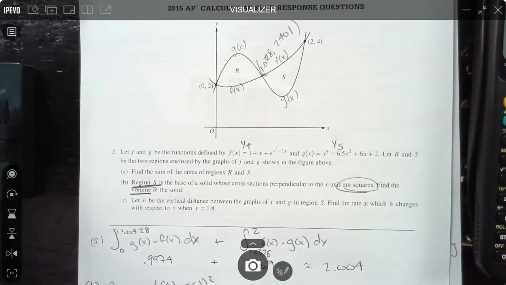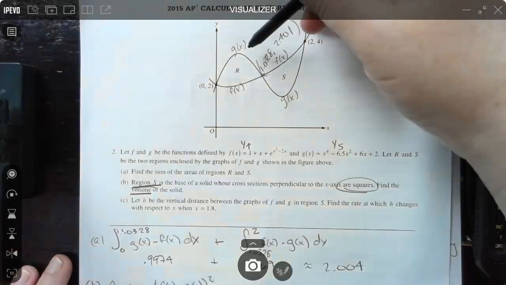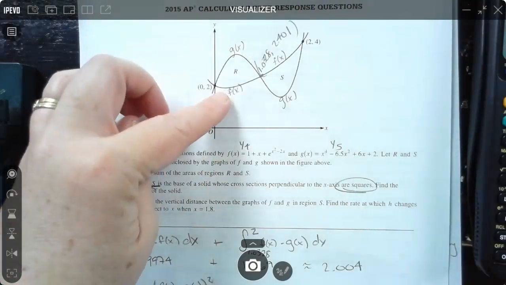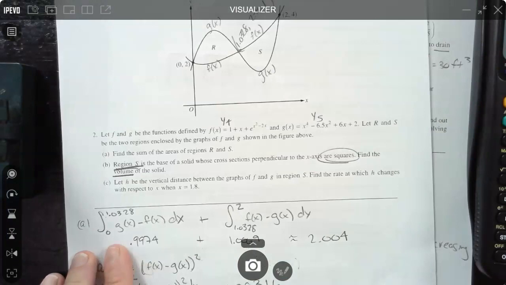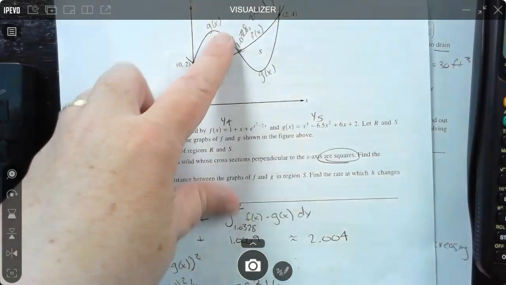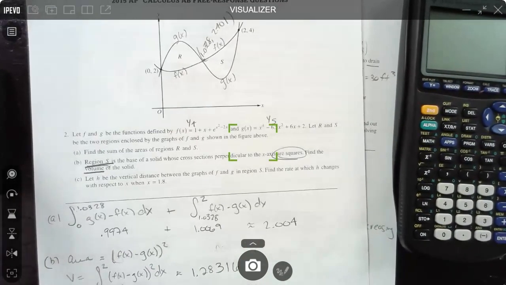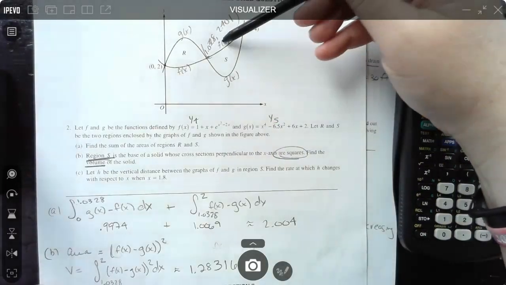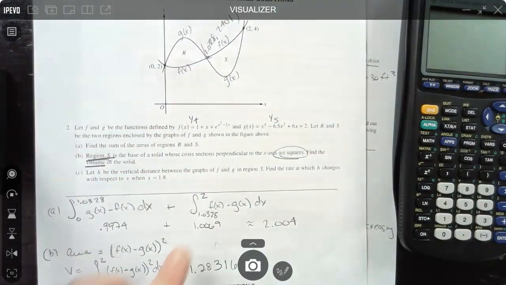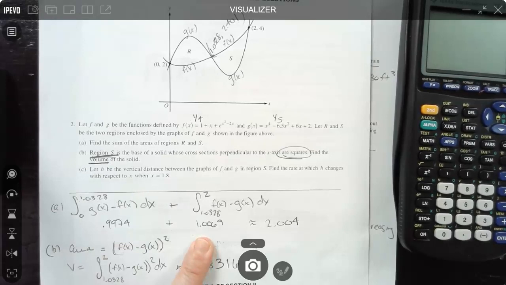All right, so part A, find the sum of the areas of regions R and S. So I've got 2 different regions there, and they flip-flop which one's on top. So I have to do top minus bottom for R. That's where I got G minus F, going from 0 to that point of intersection, right? And then for S, flip-flop, F minus G, top minus bottom, going from the intersection to 2. From there it's strictly calculator, right? 0.9974 and 1.0069 give you approximately 2.00.